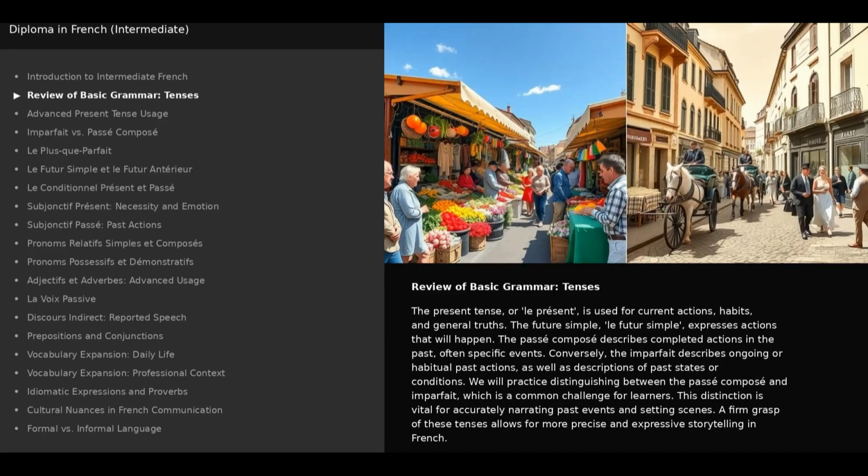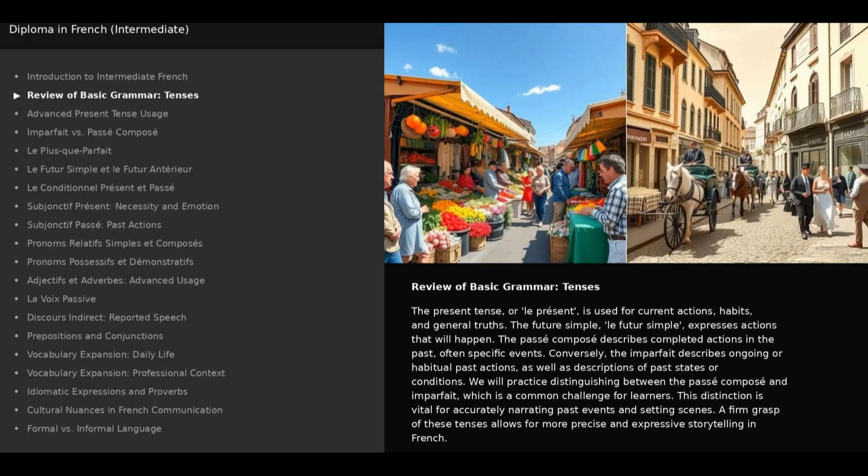The present tense, or le présent, is used for current actions, habits, and general truths. The future simple, le futur simple, expresses actions that will happen. The passé composé describes completed actions in the past, often specific events. Conversely, the imparfait describes ongoing or habitual past actions, as well as descriptions of past states or conditions.